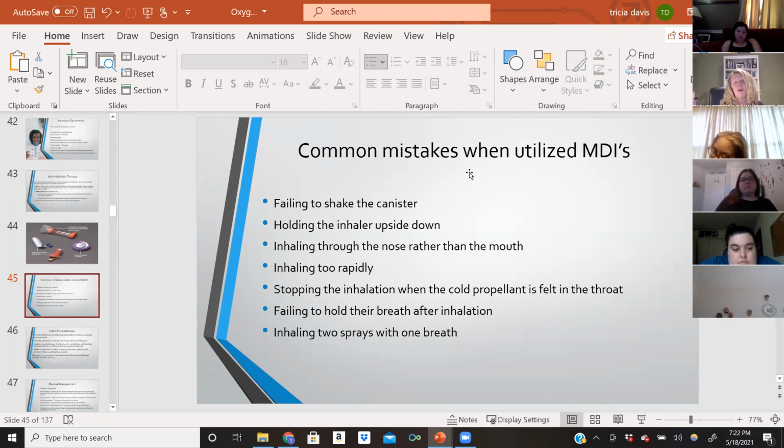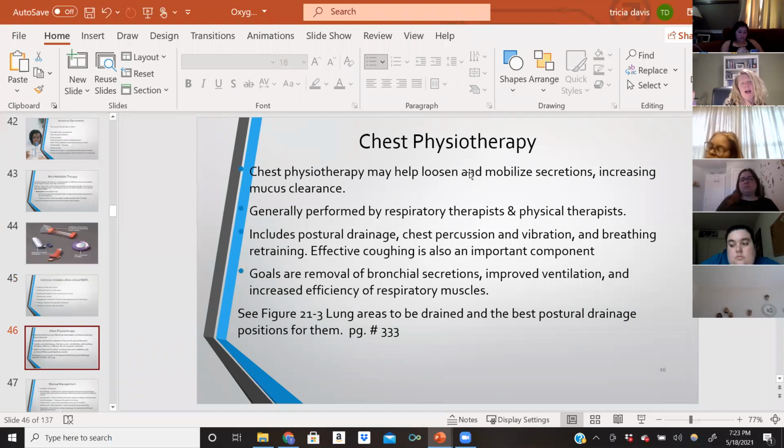Some patients fail to hold their breath after inhalation, either because they weren't instructed to, so we didn't give them good instruction, or maybe just because they can't. They might not be able to hold their breath, depending on what kind of oxygenation issue they have. And then sometimes they will inhale 2 sprays with 1 breath. Again, for some people that aren't very coordinated, it's hard to spray and breathe at the same time. So those are some of the common mistakes that we see.